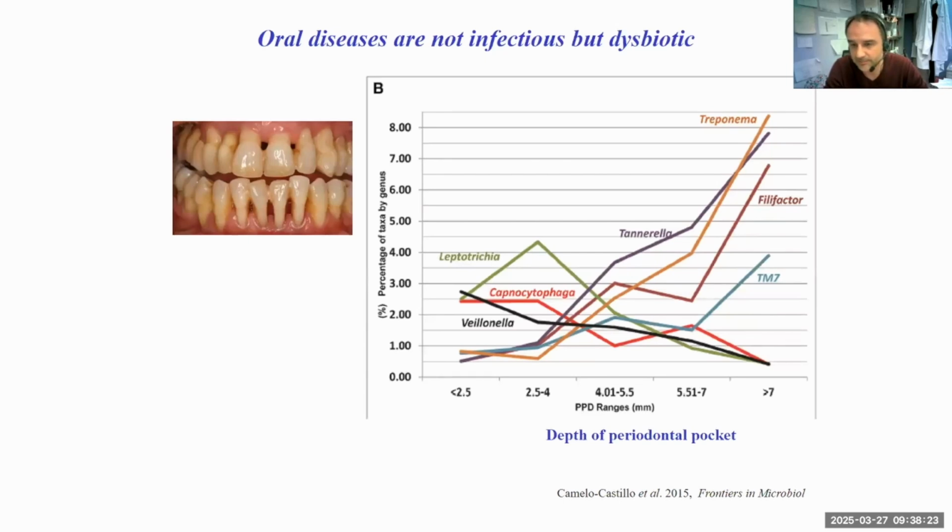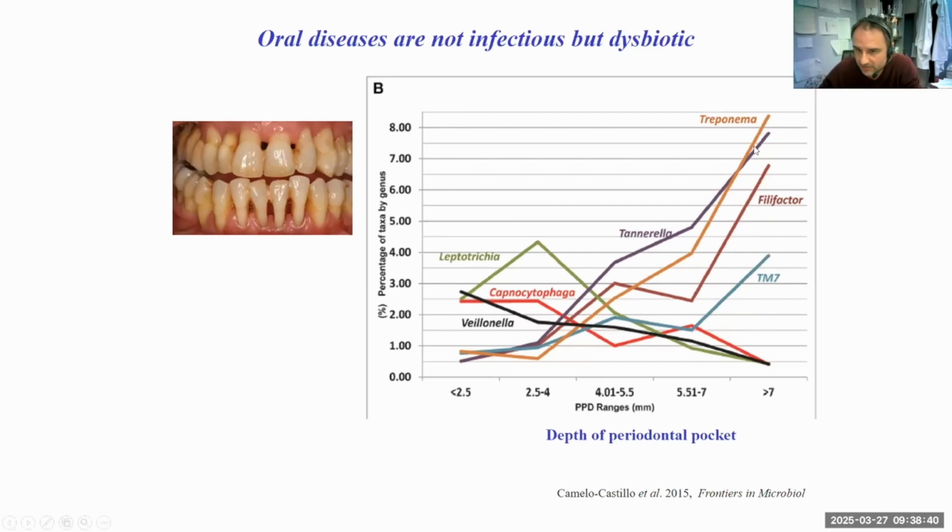So we have here the typical red complex species of gum disease, but I want you to look not at what happens under disease, but what happens under healthy conditions. So what happens when the depth of the pockets is below 2.5 millimeters? So we don't really have a pocket, we have a healthy gingival sulcus.